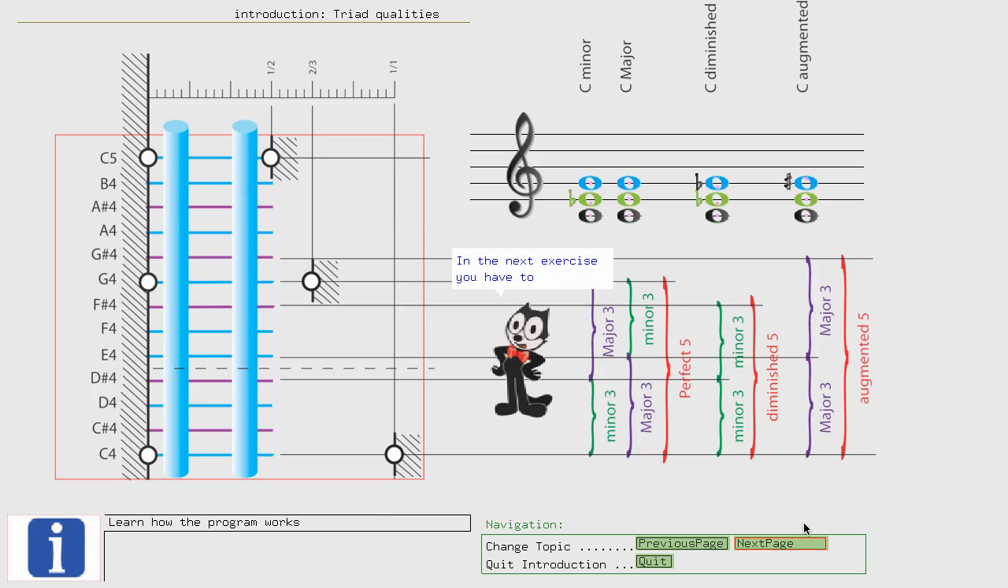In the next exercise, you have to identify the chord name. Therefore, we will listen to the different chords again. Listen to the C minor chord. Listen to the C major chord. Listen to the C diminished chord. Listen to the C augmented chord.